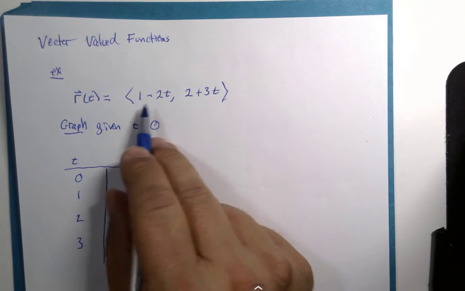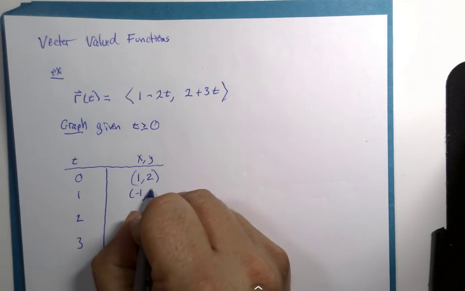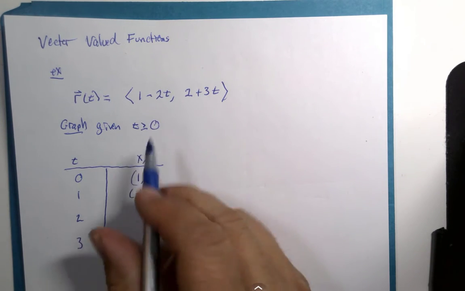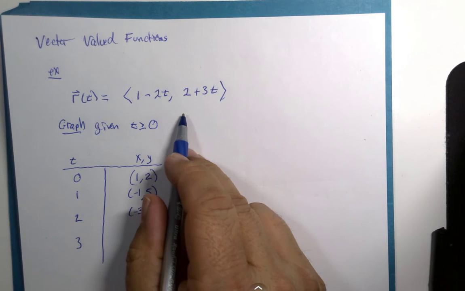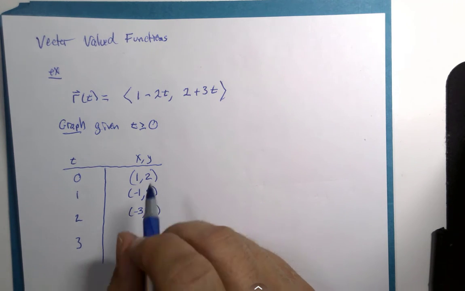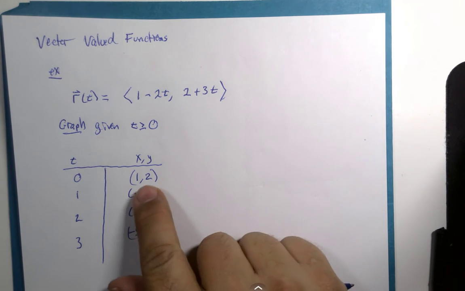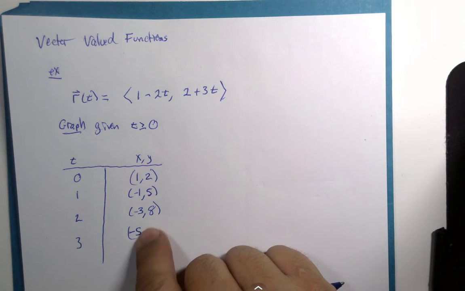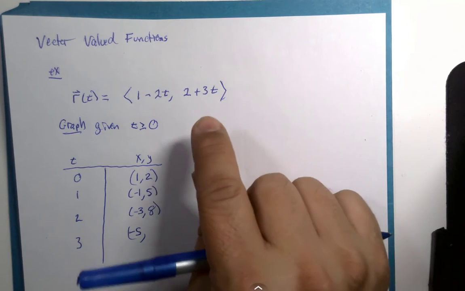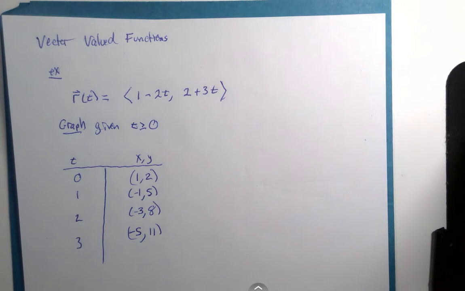If t is 1, 1 minus 2 is negative 1. 2 plus 3 is 5. If t is 2, 1 minus 4 is negative 3. And 2 plus 6 is 8. And if t is 3, 1 minus 6 is negative 5. And if you can't see it, please note that the x value is decreasing by 2, which is exactly what that says, decreasing 2 at a time. And the y value begins at 2 and is increasing 3 at a time, so this should be 11 theoretically.